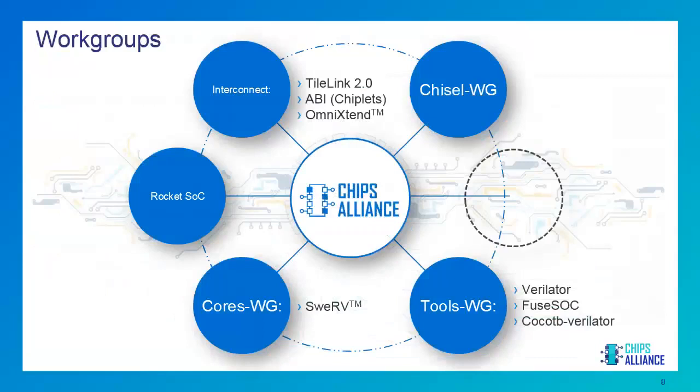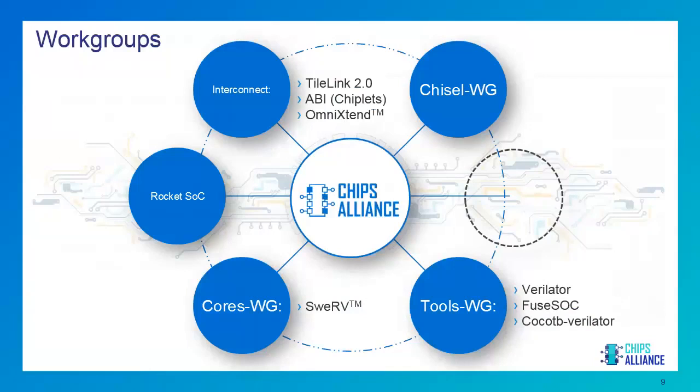The work groups that are currently active are the Chisel work group. Obviously, you guys have a huge community that's been very important in the RISC-V world for the last 4 or 5 years. Then the Interconnect work group, which currently hosts discussions on TileLink, improvements for the TileLink cache coherence protocol, an ABI specification that was donated by Intel, and OmniXtend, which is a TileLink over Ethernet protocol. Then we have the Rocket SoC that also came from Berkeley.